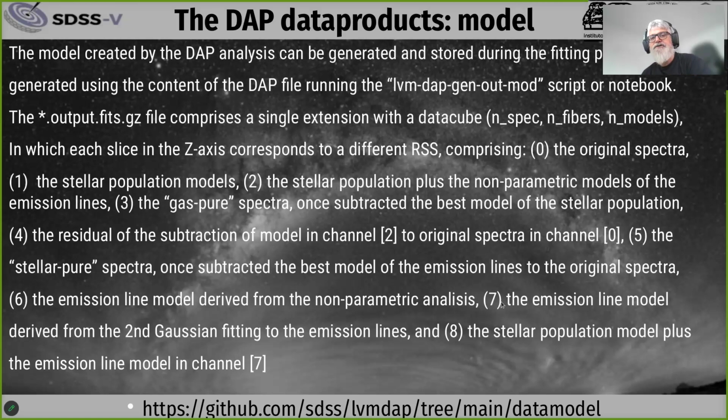So 8 and 2 are similar, but one is created using the non-parametric fitting of the emission lines and the other using the parametric fitting of the emission lines. And all this is stored for each spectrum that you analyze. As you can imagine, the file is huge, and that's the reason why we don't store it so far, but you can generate it later.